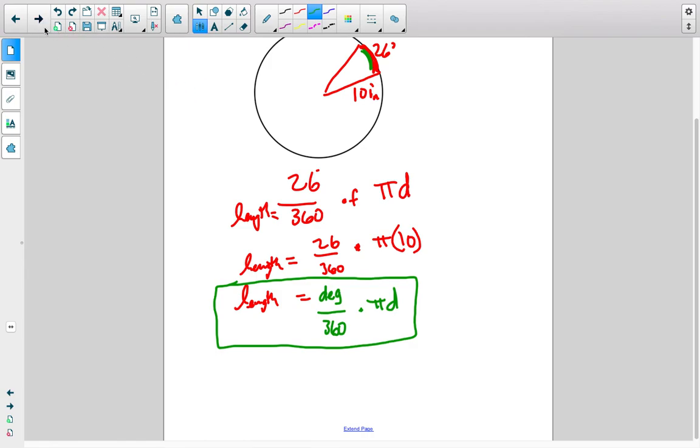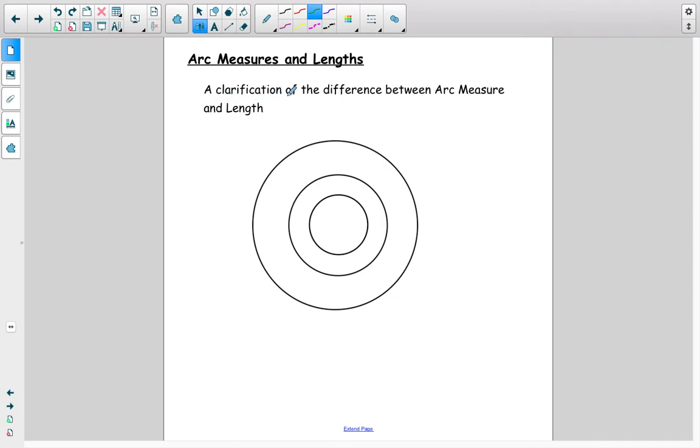All right, what else? Now, the last thing I want to end this on is a clarification between the difference between arc measure and arc length. This is a big point of confusion, so I'm going to draw for you a picture here. Let's say we got 3 circles right there, and I'm going to go back to 90 degrees. So I'm going to draw 90 degrees.